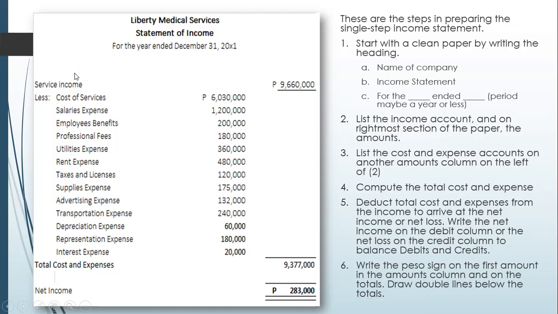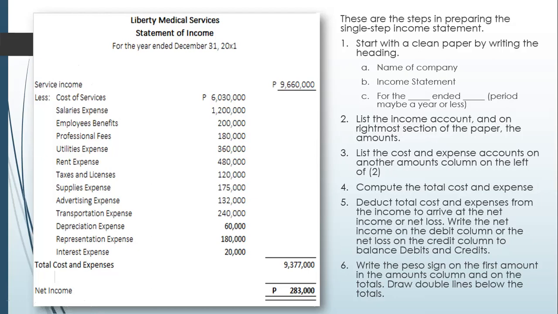Next, list the income account and on the rightmost section of the paper, the amounts. Okay? So, yung income account, service income, lahat nasa left. Then, sa rightmost, kumbaga, nasa credit part siya. Okay? 9,660.